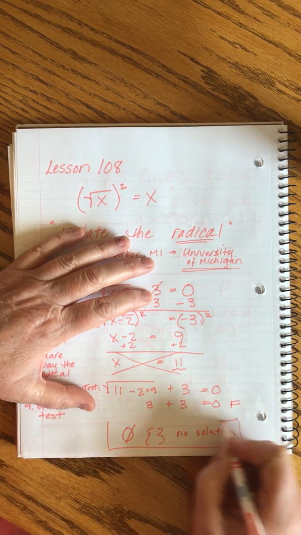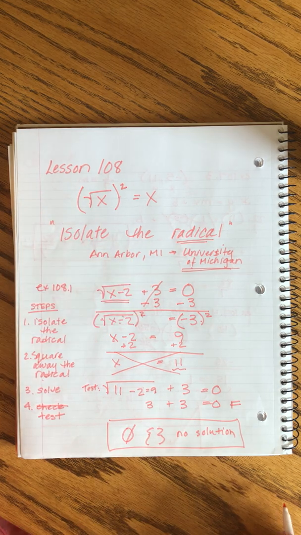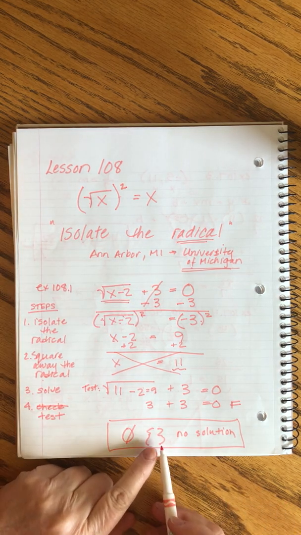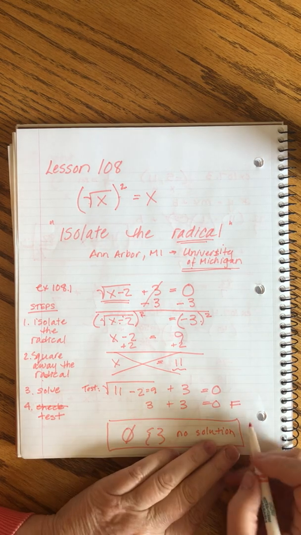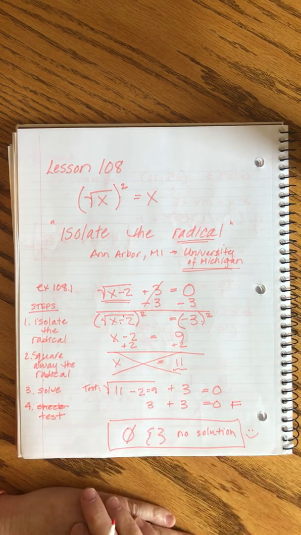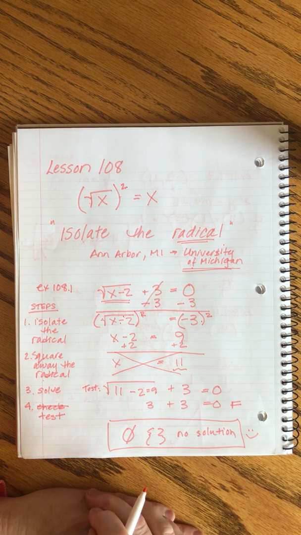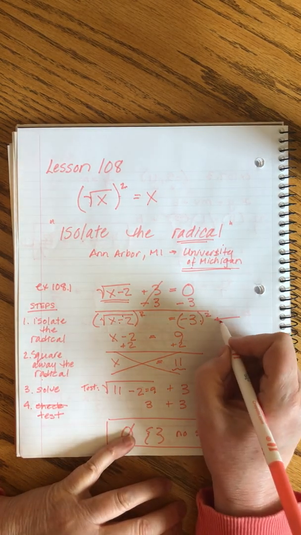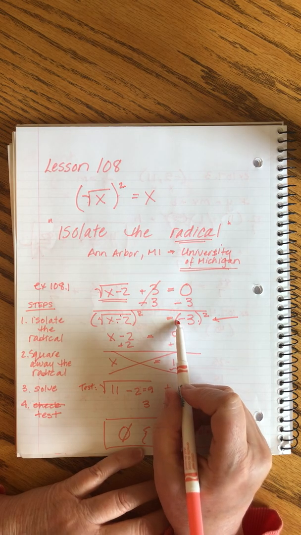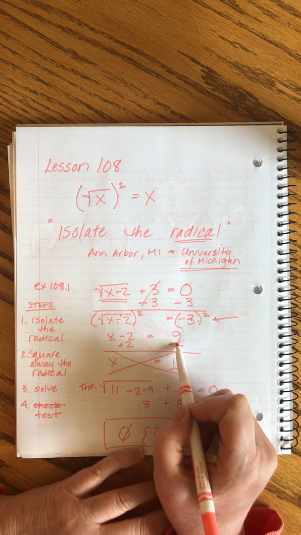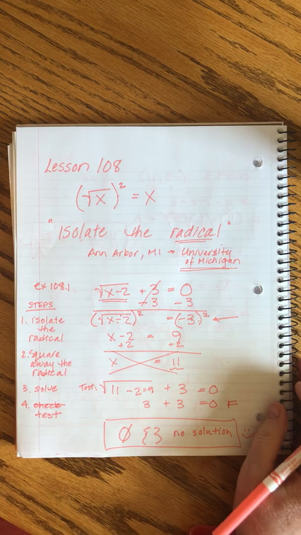And our final answer is any one of those 3. I like to put all 3. John says the empty set, but I think any of those 3 is perfectly acceptable, okay? So sometimes these problems don't work out, and I'll give you a hint. This is where our solution went bonkers. When we squared away this negative number and got the positive, that's where things went a little crazy.